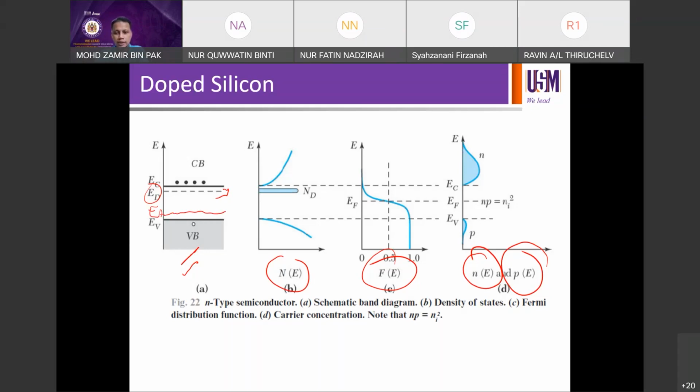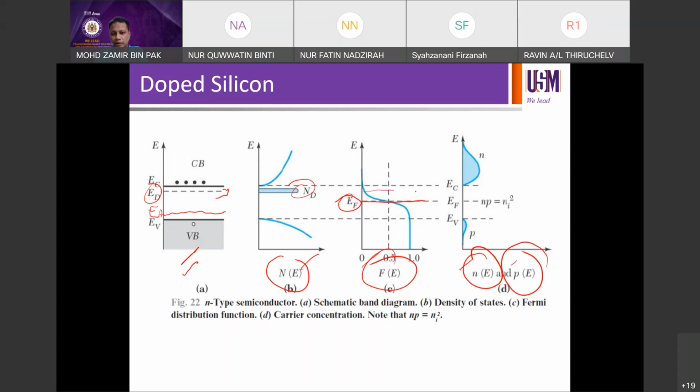The same thing happens to the rest: NE, FE, and the density of states. If you talk about N-type first, in this particular case your density of states will be like that. You can label it like that. On the other hand, for P-type it's going to be on the other side. And then your EF, if you're talking about N-type, where do you think the label will be?